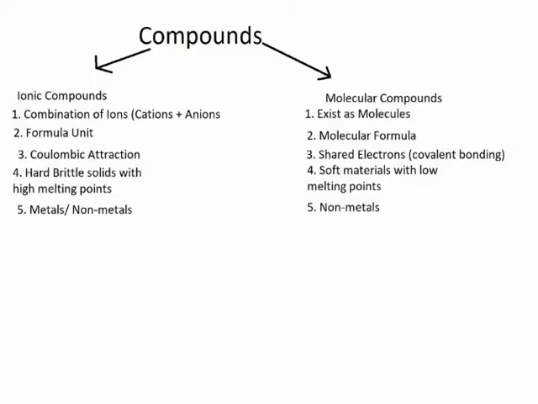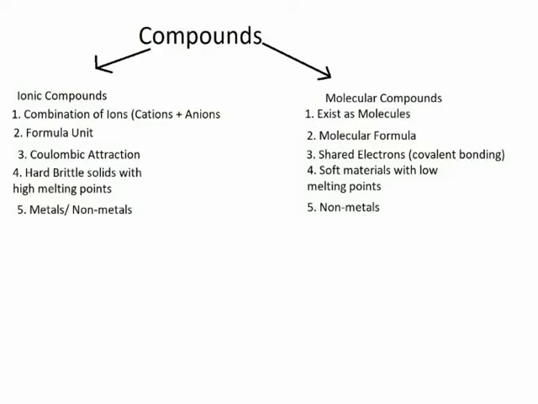And so we said, generally speaking, we divide compounds into two groups, molecular compounds and ionic compounds. The molecular compounds exist as their molecules, and they have molecular formulas. A molecular formula is a list of exactly the number and type of atoms you need to make one molecule. What's holding the molecules together are shared electrons. We talk about covalent bonding.